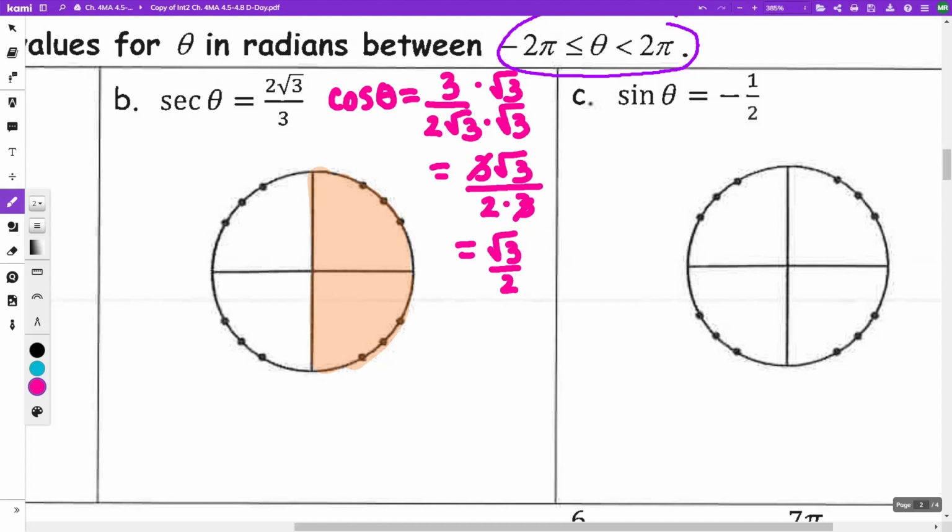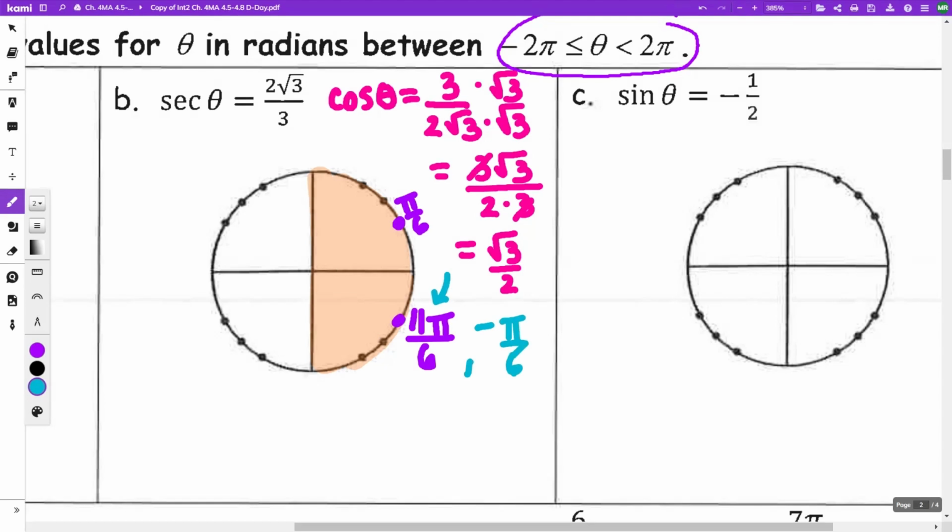And that is going to be here at pi 6 and here at 11 pi 6 as I go from 0 to 2 pi. But as I go backwards this direction, this is going to become a negative pi 6.